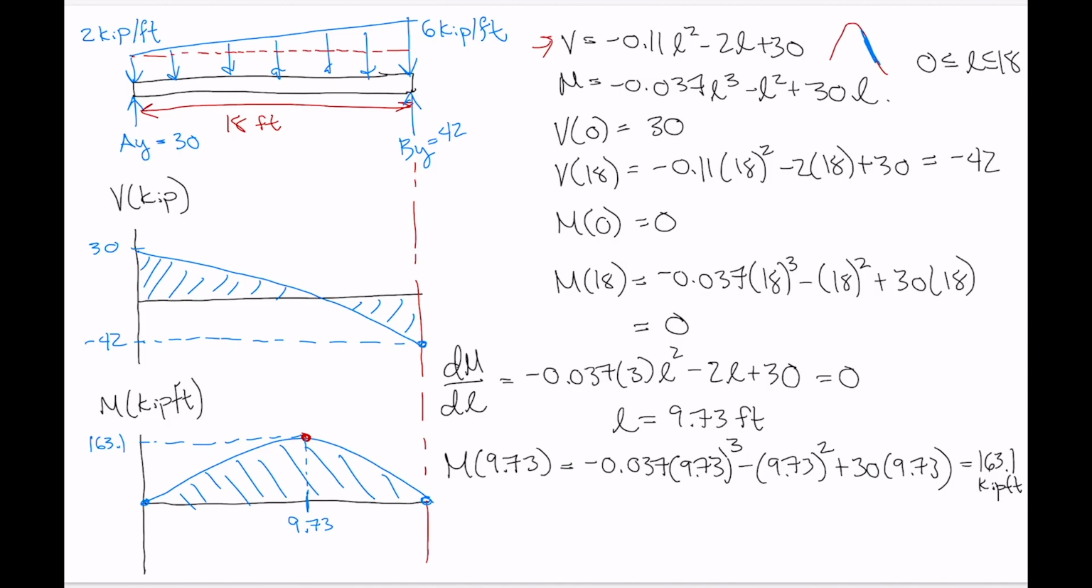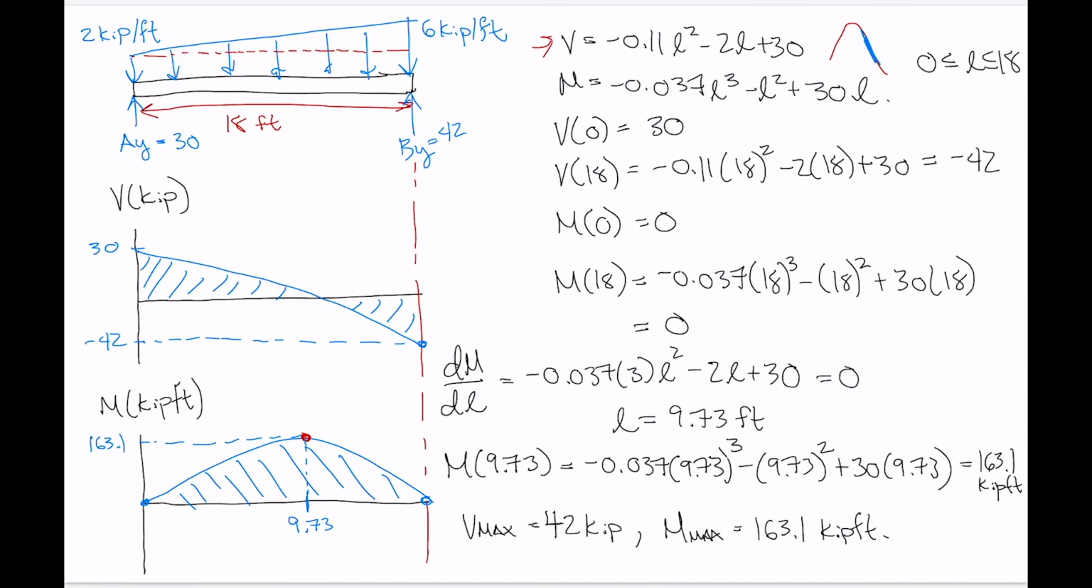So from the diagrams now, what we can see is that our maximum shear, right, is minus 42, or 42 if we take the absolute value, 42 kip, and our maximum internal moment, Mmax, is 163.1 kip feet. Okay.